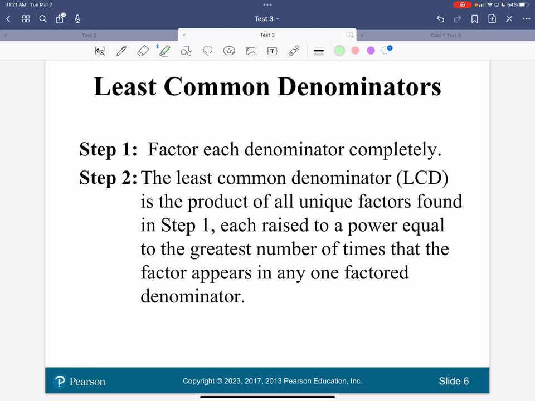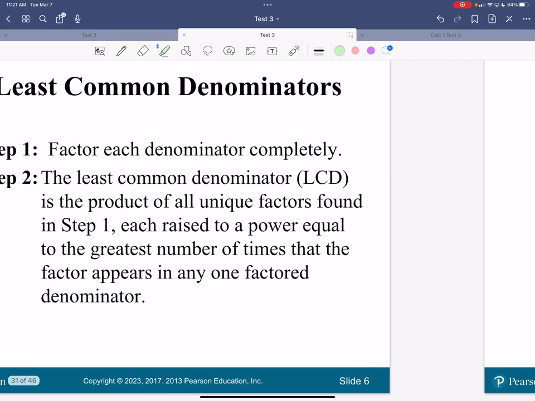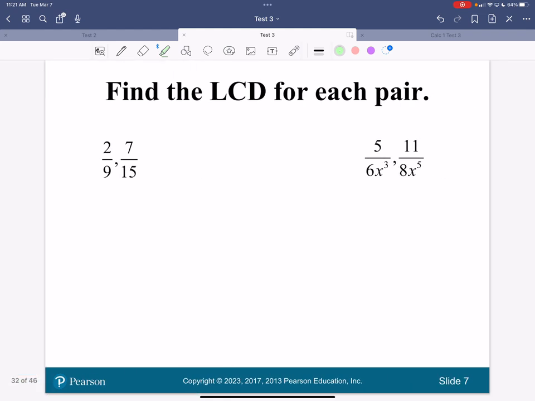Okay? So let's do these. Let's just look at these and do these. Okay? 9 and 15. You are used to doing with numbers the least common multiple. That's what you're used to doing, and that's probably what you did when you were younger. The least common multiple means we've got 9.